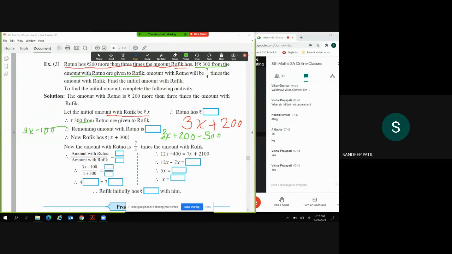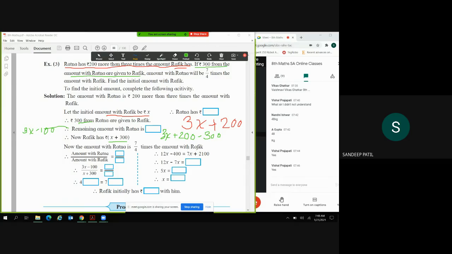Okay. So if you do not understand any step, please you can ask me question in the chat box. So अभी क्या है इसमें से? ये तो रत्ना की अमाउंट हो गई 3x प्लस 200, उसमें से हमने 300 निकाल लिए और रफीक को दे दिए. तो रफीक की अमाउंट क्या होगी? रफीक की पहले अमाउंट थी x, नाउ इट इज 300 बढ़ गए. सो x प्लस 300.